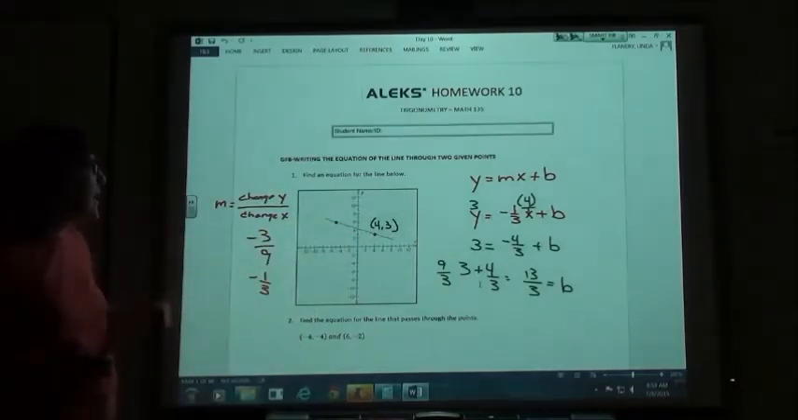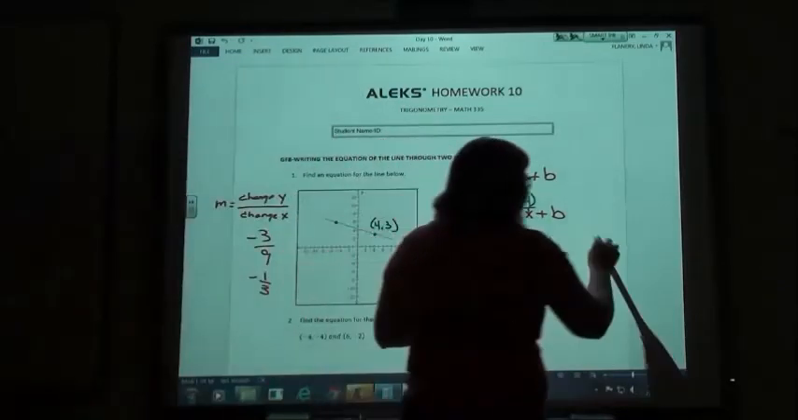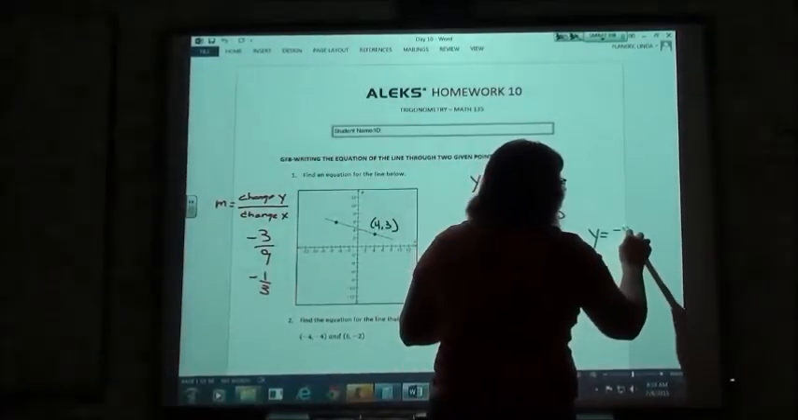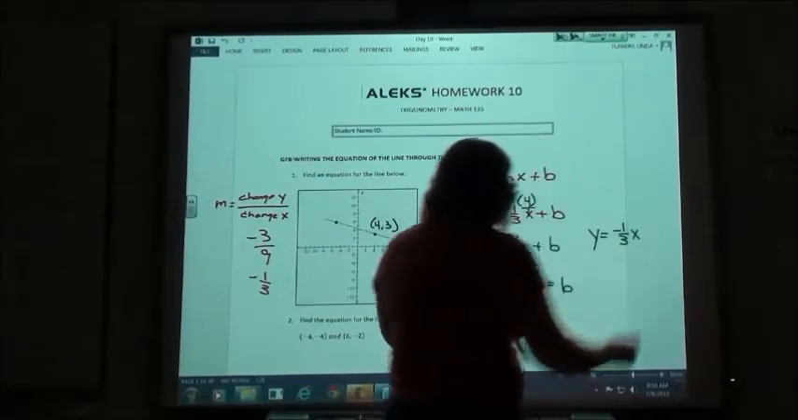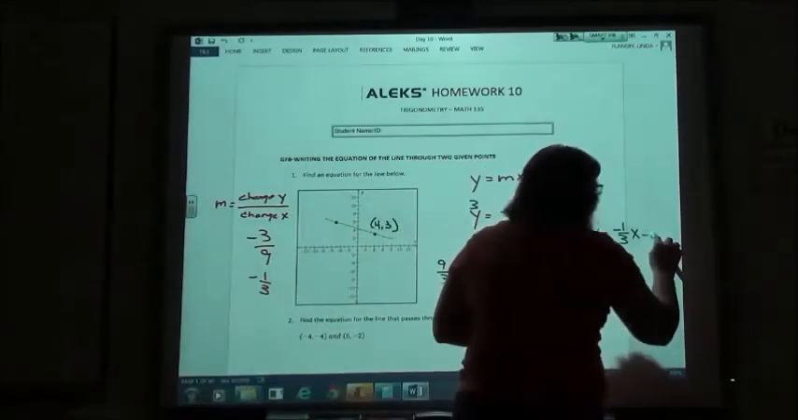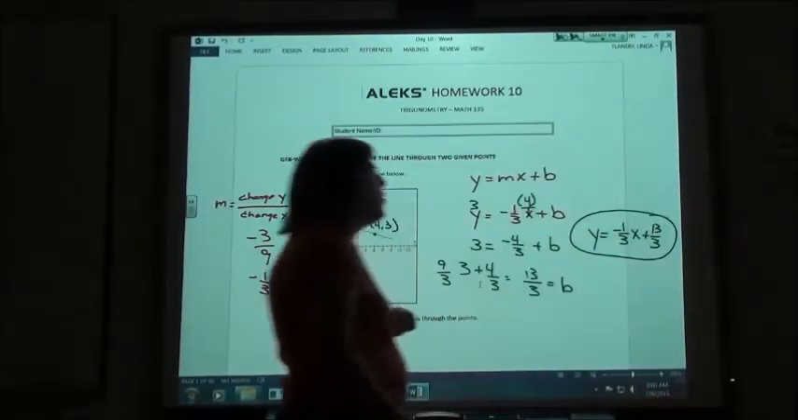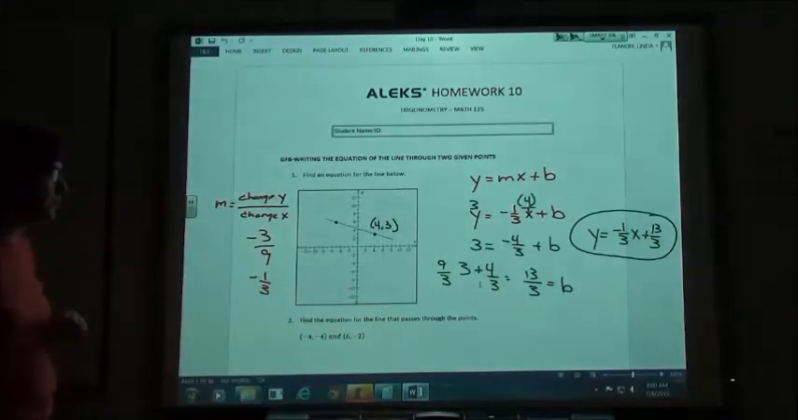Of course, I still need to answer the question. What is the equation of my line? y is going to equal that -1/3 x, since -1/3 was my slope, plus my 13/3, which is what my y-intercept is.